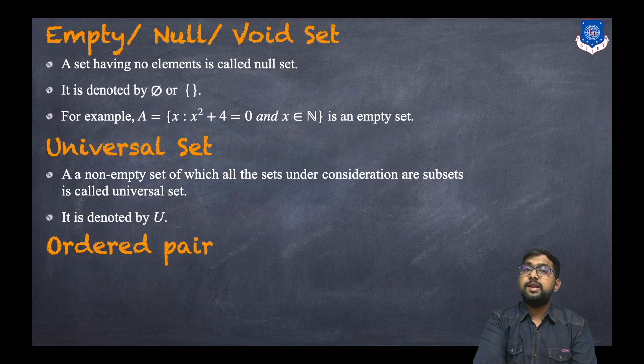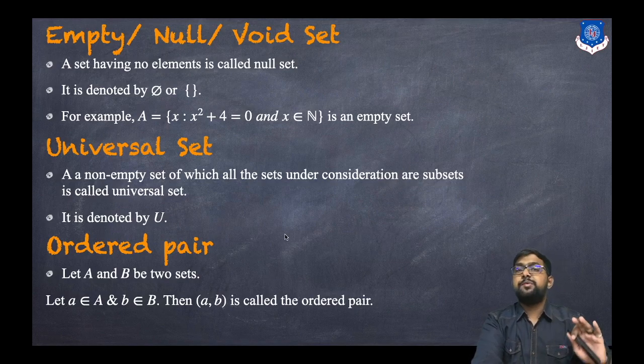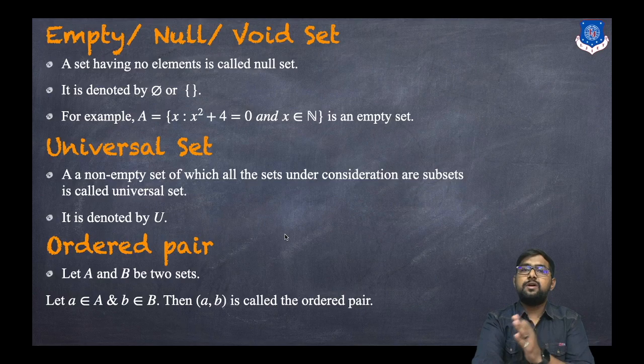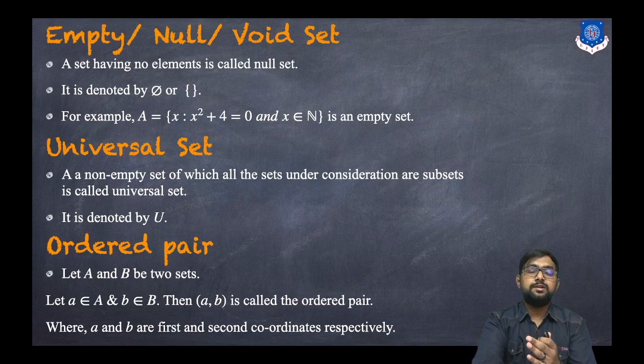Now what is an ordered pair? Let capital A and B be two sets. Now let a belong to A, so some element belongs to the first set, and the second element, b, belongs to the second set. If we combine both the elements, that is (a, b) in small brackets, it is called an ordered pair, where the first element comes from the first set and the second element comes from the second set, and a and b are the first and second coordinates respectively.